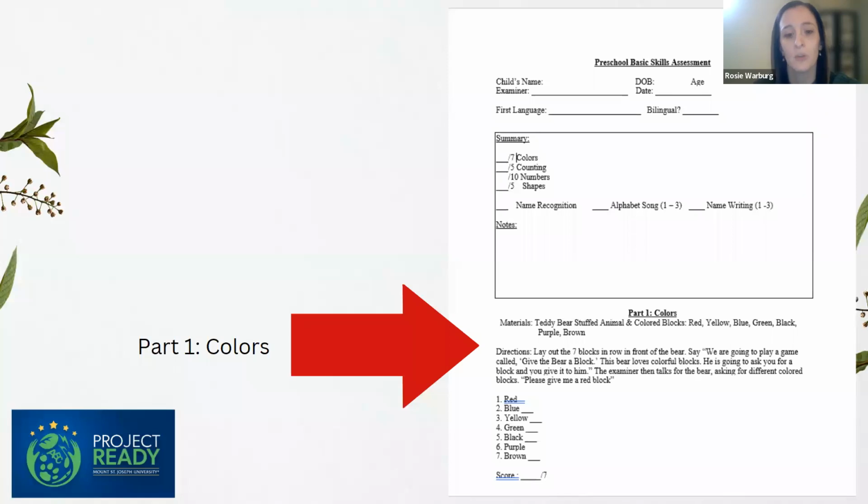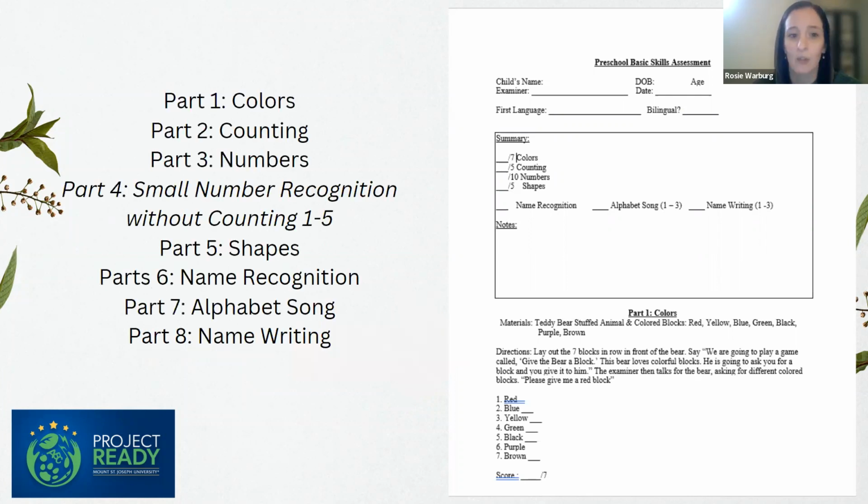So with the CBA, we're just kind of gathering knowledge about students' basic concepts like colors, counting, numbers, shapes, name recognition, the alphabet song, and name writing. And then we have recently added in a piece about small number recognition without counting. That is an Ohio Early Learning State Standard, and we've added that in because we found that that's something we kind of need to gather information on our students about if they have that knowledge.